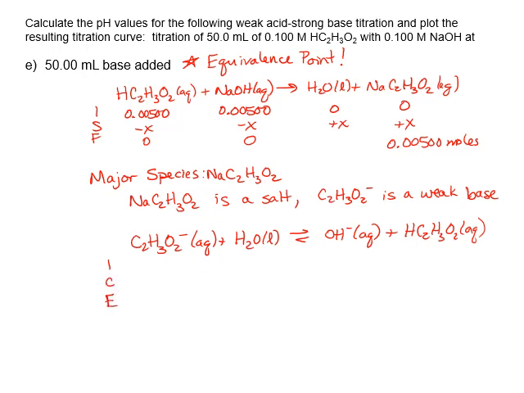And we're going to solve this in terms of the Kb value of sodium acetate. So we need to find the Kb of sodium acetate. That's going to be equal to the Kw over the Ka of acetic acid, which is 10 to the minus 14 over 1.8 times 10 to the minus 5, which gives us a value of 5.56 times 10 to the minus 10.